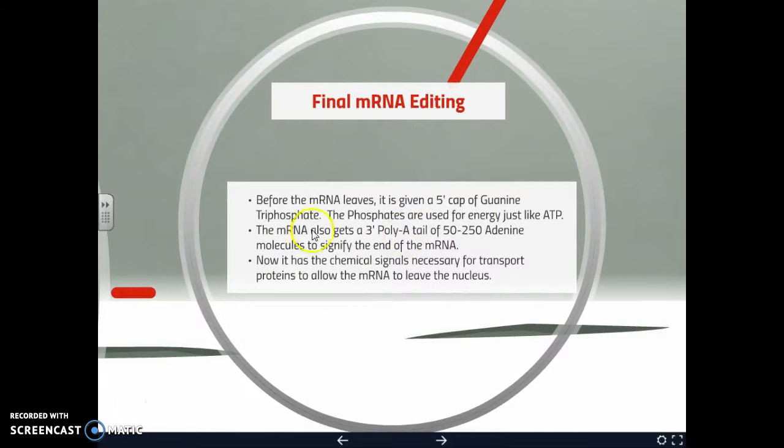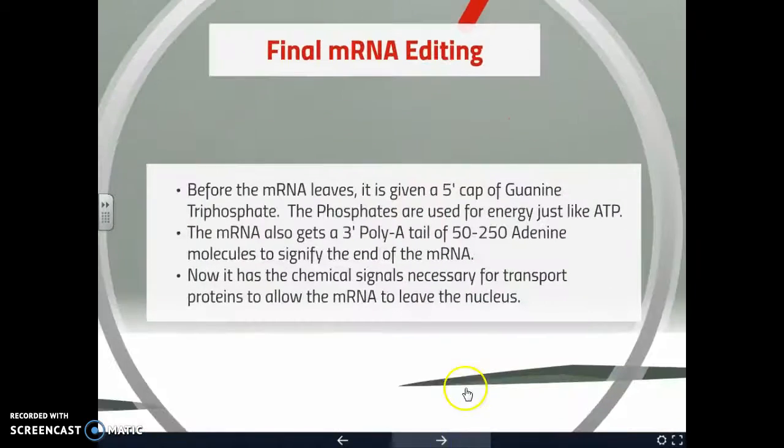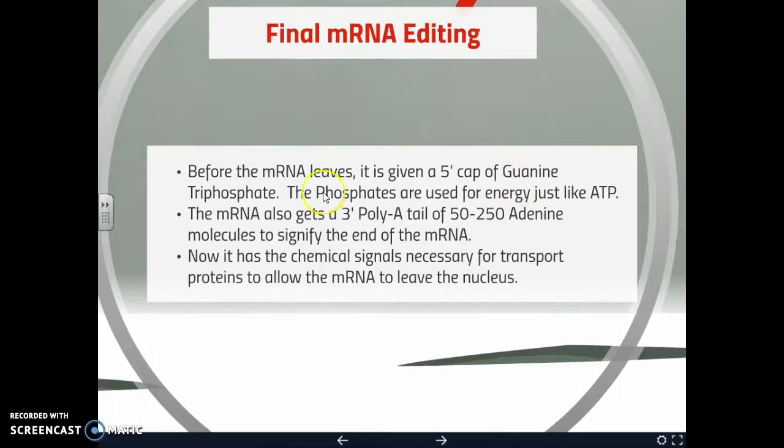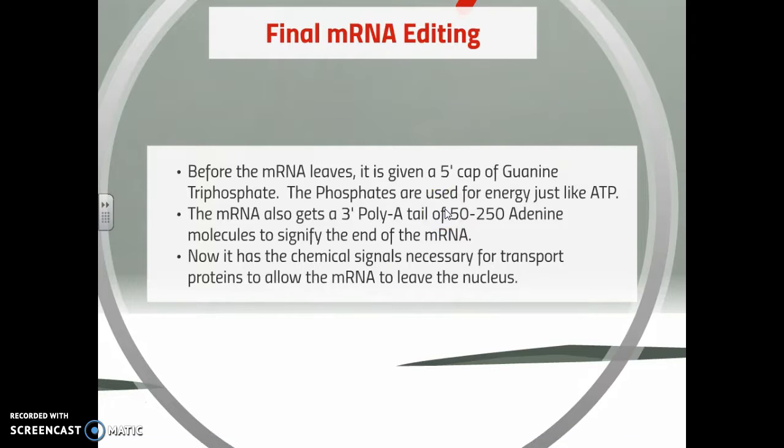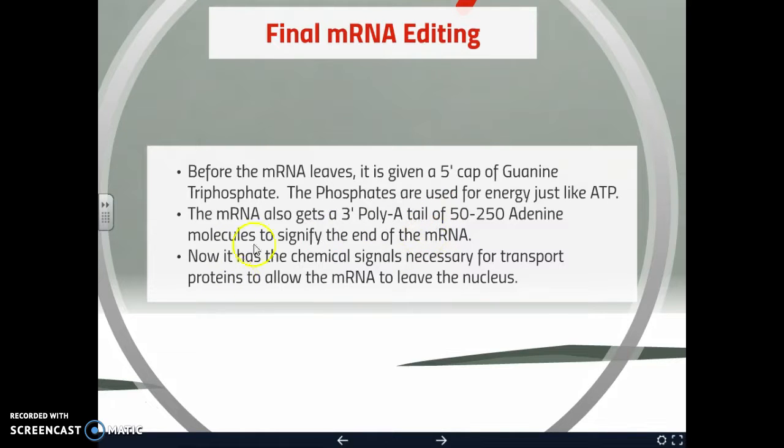Final mRNA editing. Before the mRNA leaves, it's given a 5' cap of guanine triphosphate, which is GTP. The phosphates are used for energy, so it actually helps them open up those gates as it leaves the nucleus. The mRNA then also gets a 3' poly A tail, and you'll see the importance of that shortly, hopefully. Now it's got everything it needs, the tickets are done, and it goes ahead and leaves the nucleus.